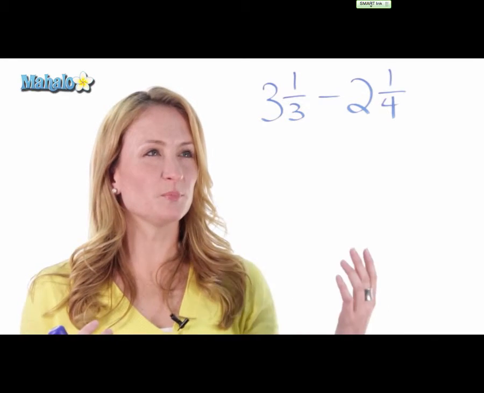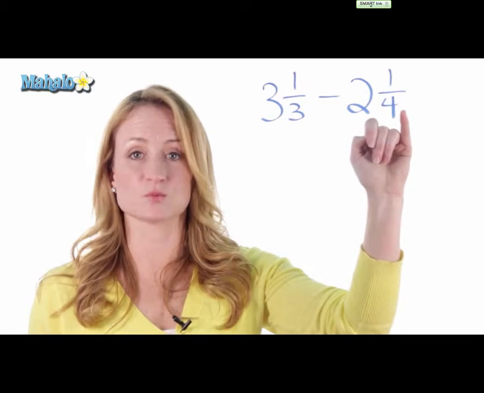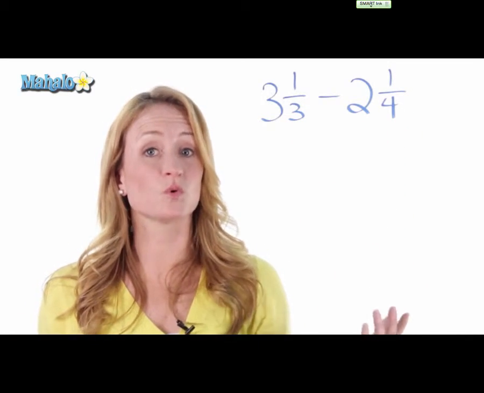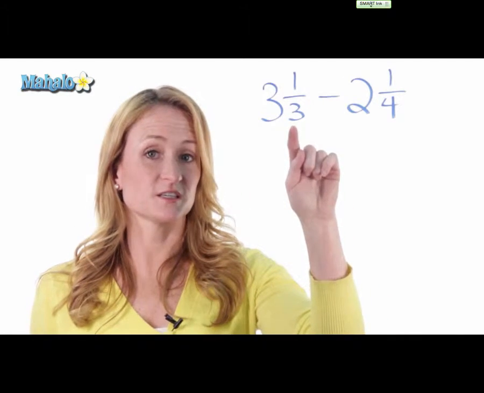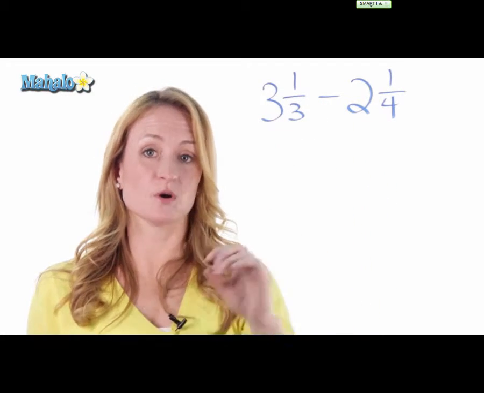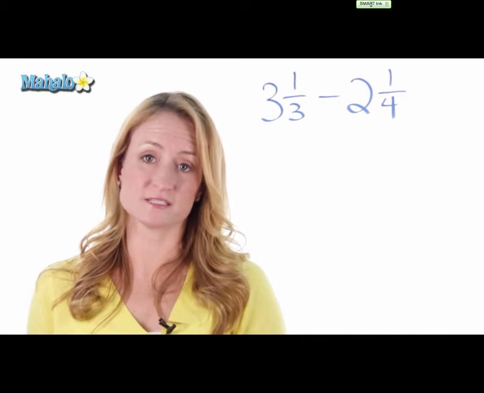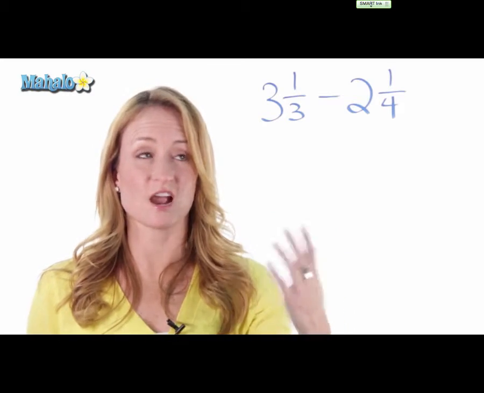For example, some people think that you can just do 3 minus 2 and get 1, and then do 1/3 minus 1/4 and get whatever that fraction is. Now, in this problem, something like that would work, but it won't work every single time. Because if this fraction is smaller than this one, you'll have to borrow from that whole number. So here's a way you can do it, and you do every problem the exact same way, and you're guaranteed to get it right. First, we need to turn these mixed numbers into just fractions.